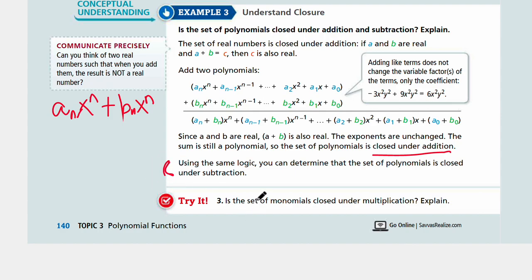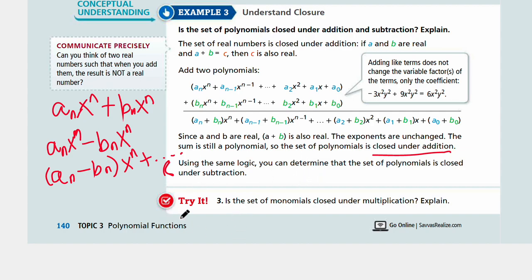Using the same logic, you can determine the set of polynomials is closed under subtraction as well, because if we subtract these terms, use the same logic. It's still going to be a sub n minus b sub n times x to the nth power, and so on, right? So it's going to be the same logic, except you're going to subtract the b sub n and b sub n minus 1, and so on. So it's still going to be a polynomial.